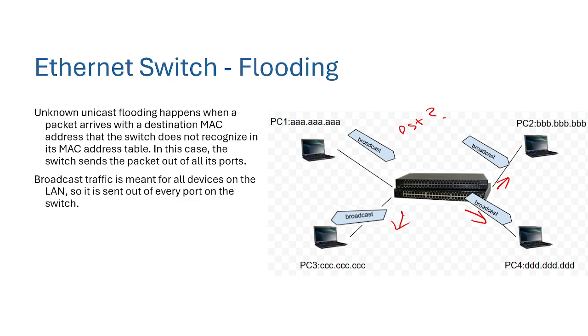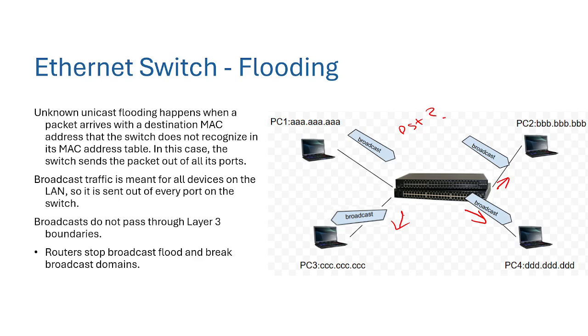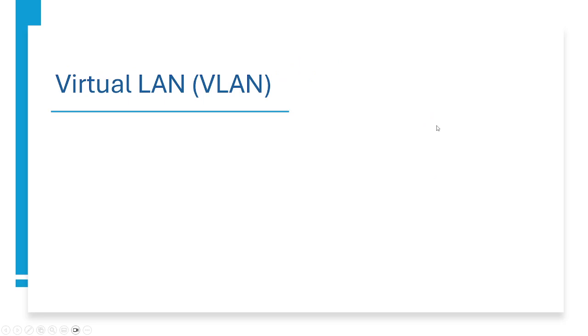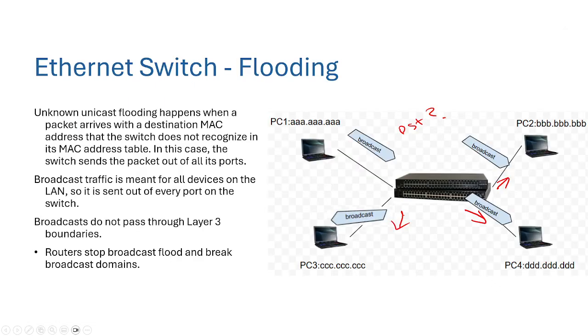The next point is that broadcast traffic is meant for all the devices on the LAN, so it is sent to every port on the switch. Broadcasts do not pass through L3 boundaries. Routers stop the broadcast and break the broadcast domain. So if a router is connected here to the switch, it stops the broadcast. Basically, the router stops the broadcast, and it stays within the switches only.